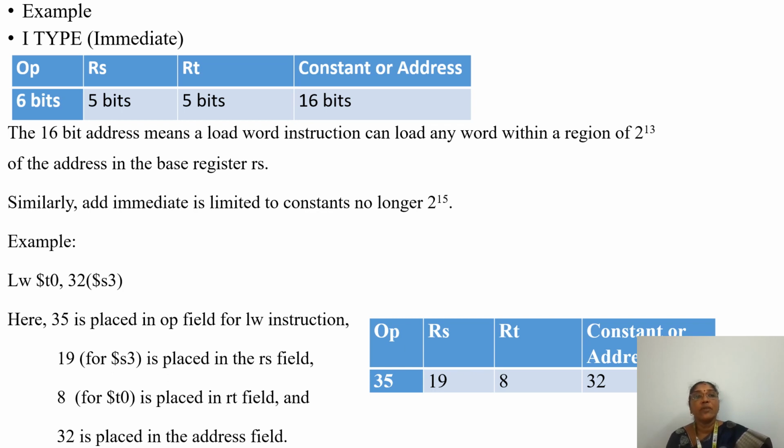Similarly, for the I type instruction we have a 6-bit opcode, then 2 registers, and a constant value. If it is a load word or store word instruction, you have the address. If it is an add immediate, it is referred to as data. Similarly, you have the opcode as 6 bits and 5 bits for each register. For example, load word $T0, 32 of $S3. Since it is a load word, the opcode is 35. For the registers RS and RT, RS is $S3 and RT is $T0, and this 32 is the constant, referred to as the address, since it is a load word. So these are the I type instructions.